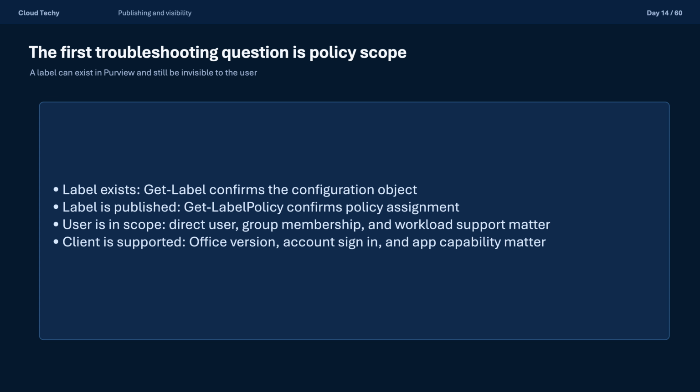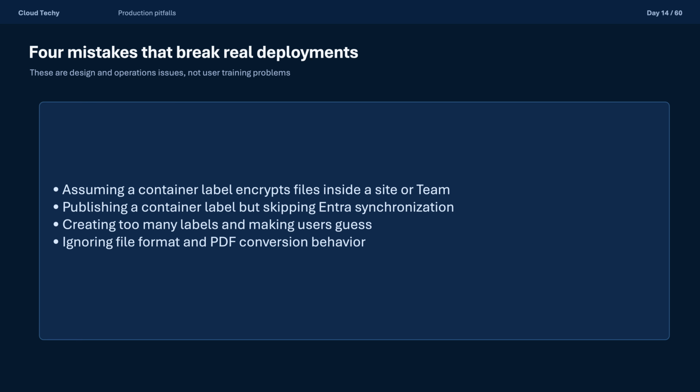Fourth, confirm the user is working in a supported client and is signed in with the correct Microsoft 365 work or school account. This matters because administrators often spend time recreating labels or changing protection settings when the real issue is policy assignment. A label is not visible because it exists. A label is visible because it is published to the right user, for the right scope, in the supported app.